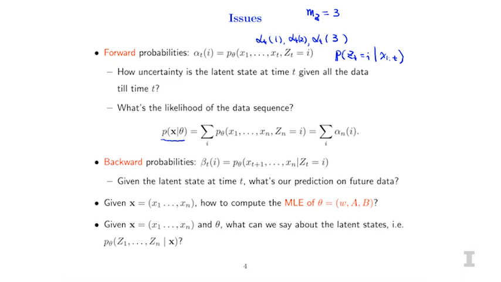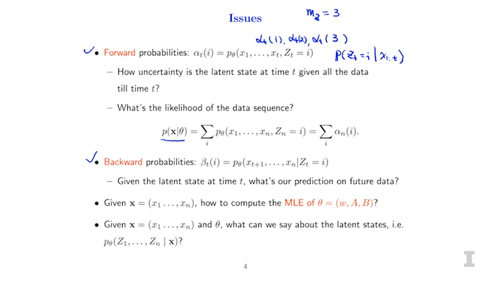The next related quantity is called the backward probability. It computes the conditional probability: given zt equal to i, what is the chance of seeing future outcomes from t plus 1 to n? This will be an interesting quantity because in inference, it will tell us, at time t, suppose we know the hidden state at time t is i, what will be our prediction or our distribution on future data?